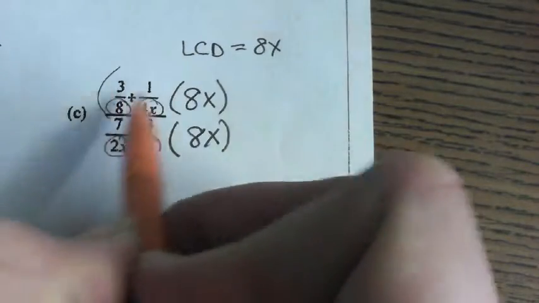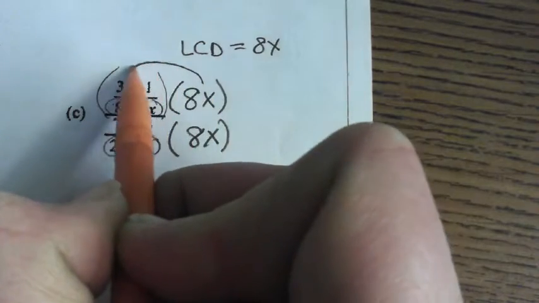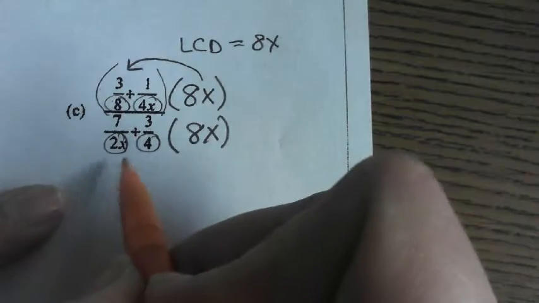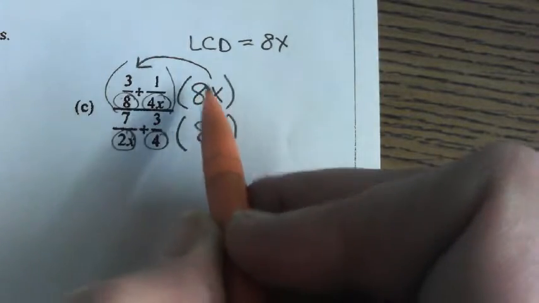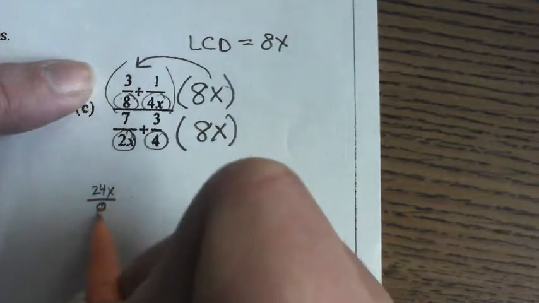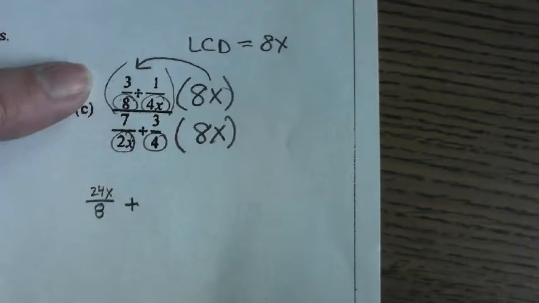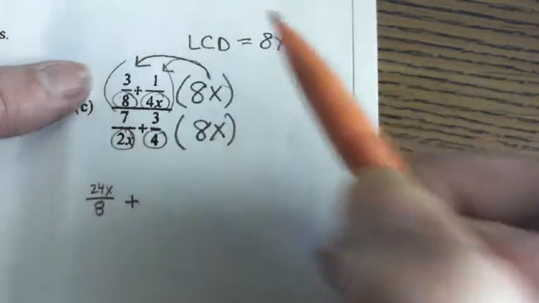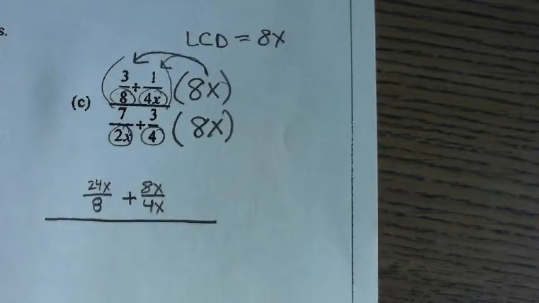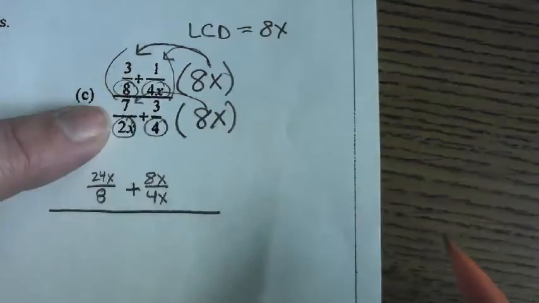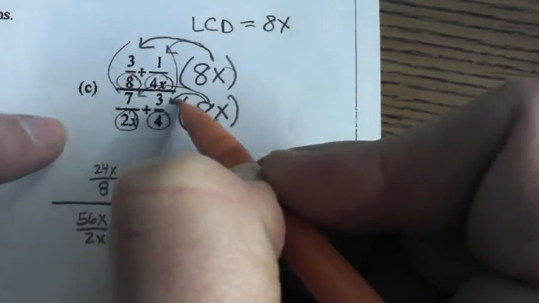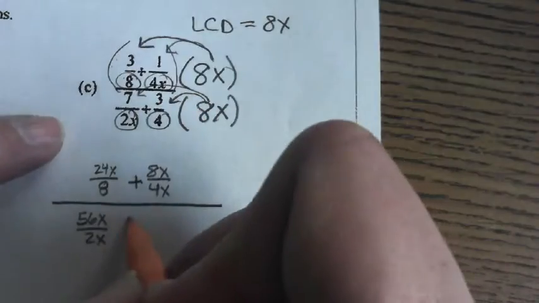So again, in my numerator, I have to distribute. What is 8x times 3/8? What'd you say, Nathan? Right, 24. You only multiply this by the numerator, so that's 24x eighths plus, and we'll simplify that in a moment. 8x times 1 over 4x is 8x over 4x. All over. 8x times 7 over 2x is 56x over 2x. And 8x times 3/4 is 24x fourths.